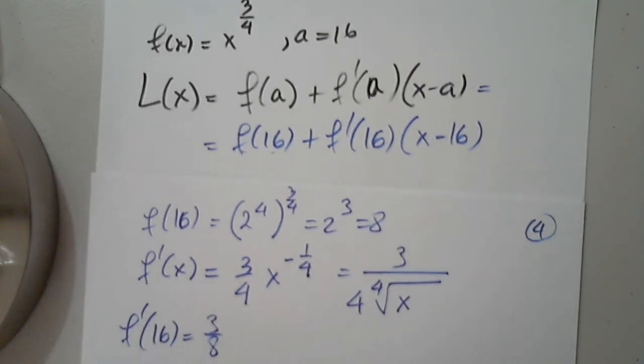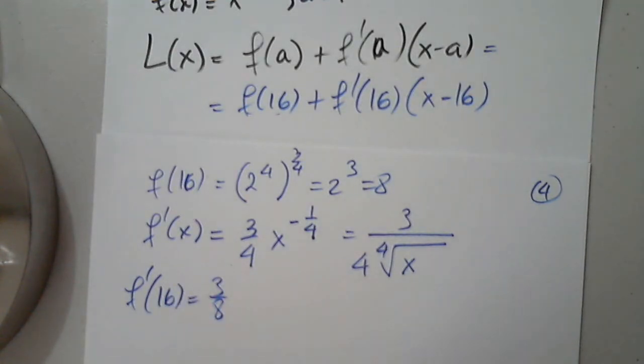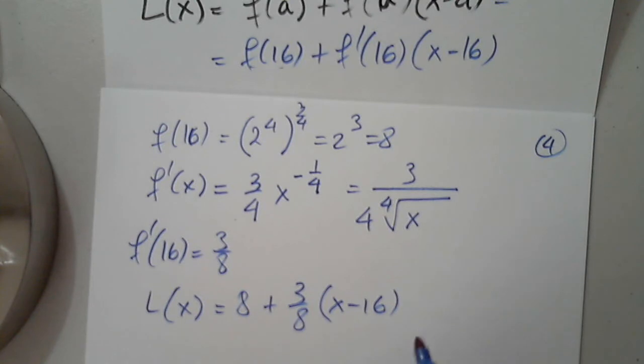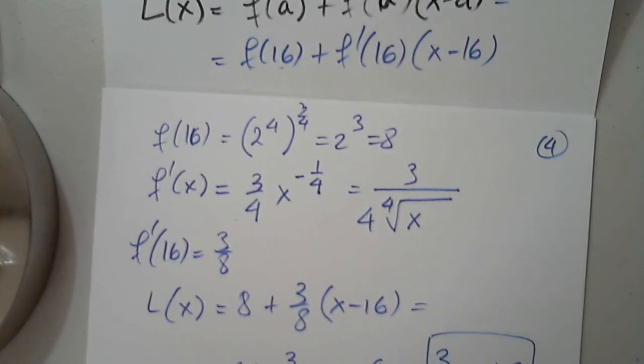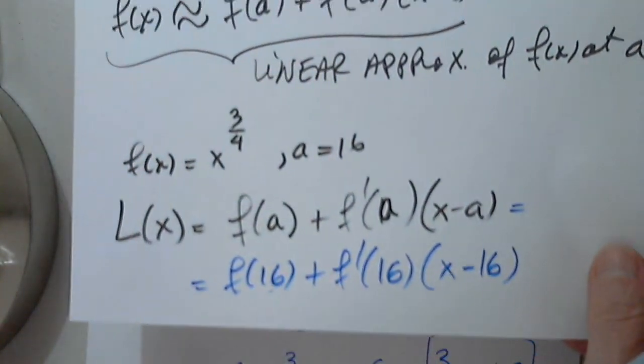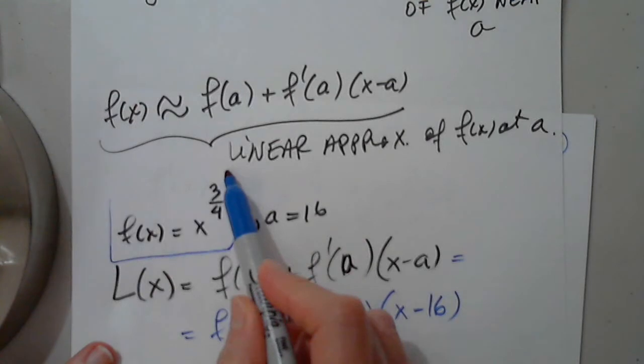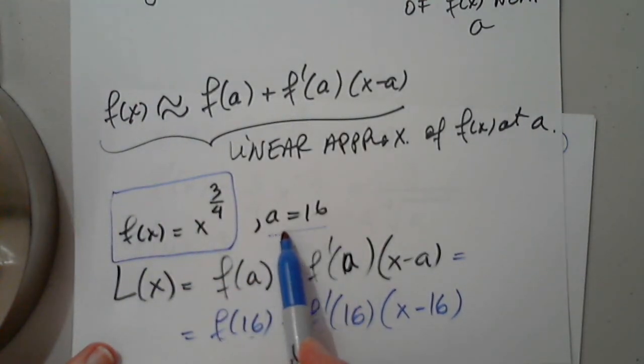And I have the equation of the tangent line, of course, called the linearization of the function. So L of x is f of 16, 8, plus f prime of 16, 3/8, times x minus 16. I have to simplify it. So the next step would be 8 plus 3/8 x minus, I simplify, 2 times 3 is 6. 8 minus 6 is 2. 3/8 x plus 2. This function very nicely approximates this function for any x value near 16.